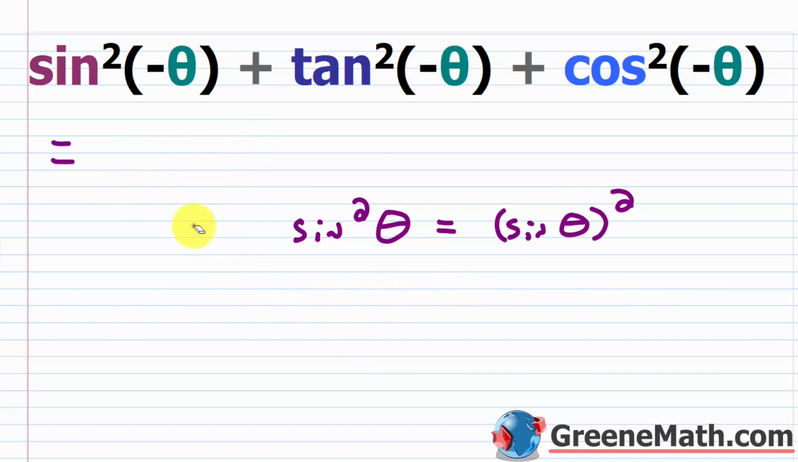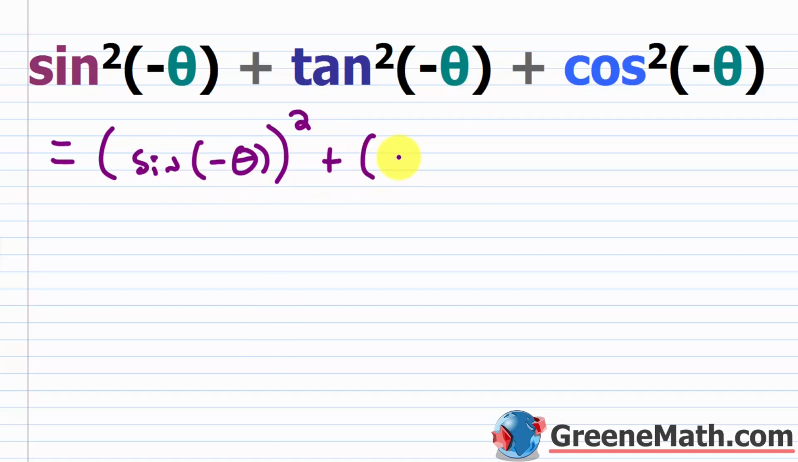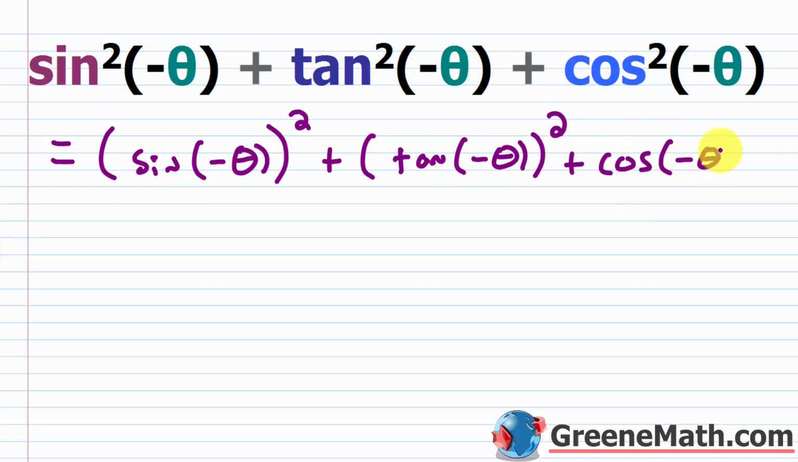So the way I want to write this is I want to make it crystal clear what's going on, and I want to say that I have the sine of negative theta, this guy being squared, the whole thing being squared. Then plus, I'm going to do the same thing here. So I'm going to have the tangent of this negative theta, this guy right here being squared. Then plus, I'm going to have the cosine of this negative theta being squared, the whole thing being squared.